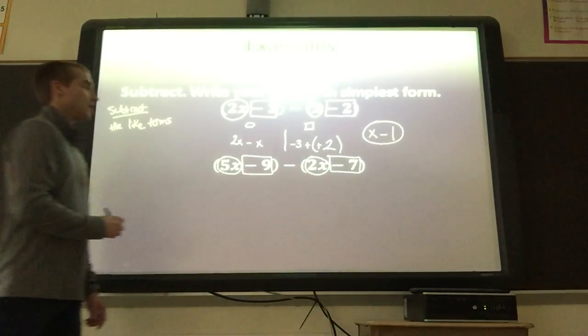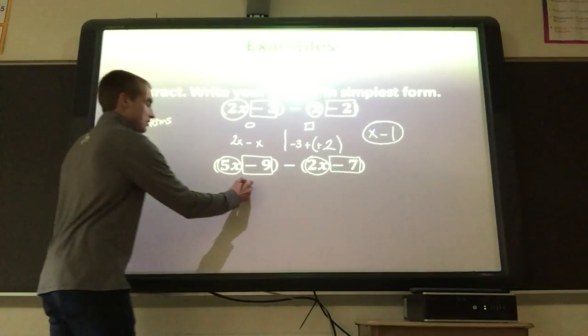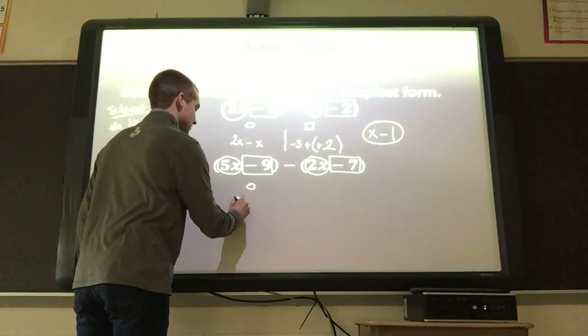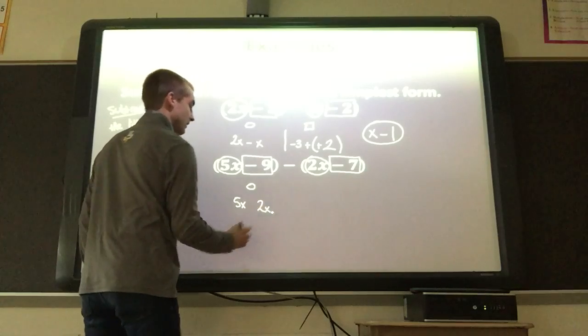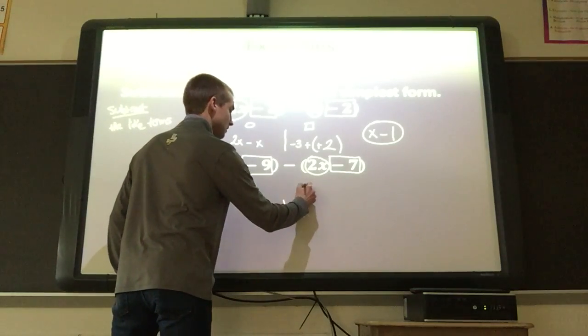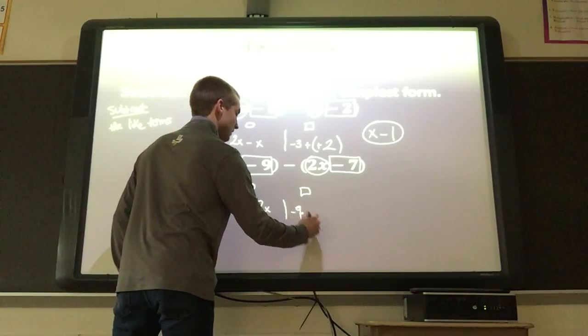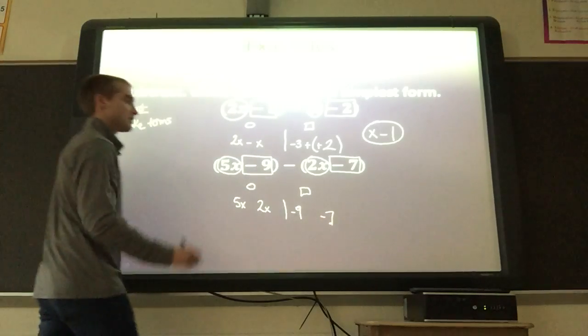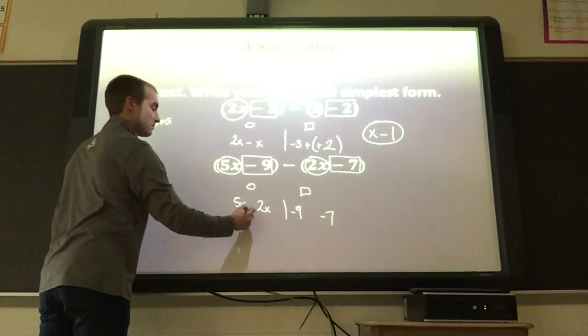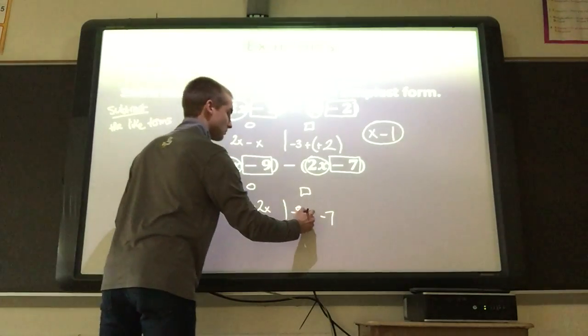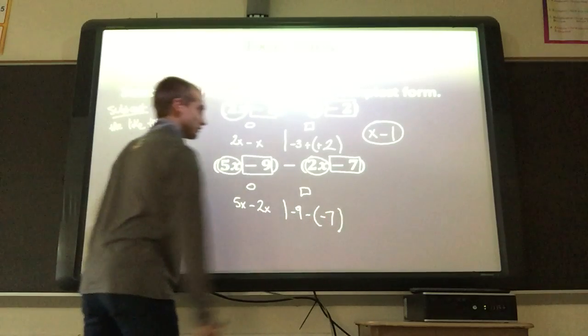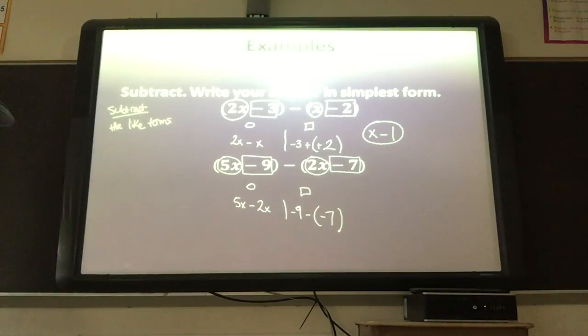Okay? So everything that's circled, we have 5x and we have 2x. And then everything that's been boxed in was -9 and -7. And then since we are subtracting, we're going to subtract those two terms from each other. So that is what it's going to look like. 5x minus 2x. Then on the other side, it's -9 minus -7.